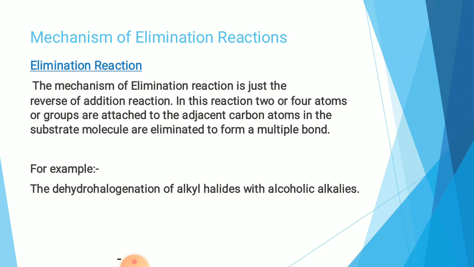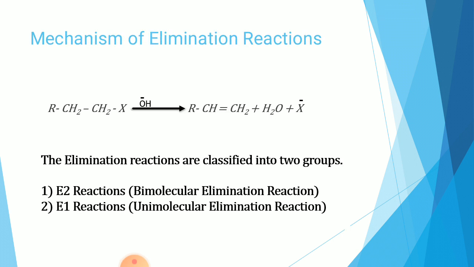We can take here the example of dehydrohalogenation of alkyl halides with alcoholic alkalis. That means, suppose we take one example, an alkyl halide RCH2CH2X. X represents the presence of a halogen atom. So R is an alkyl halide, RCH2CH2X. So in presence of a base, OH minus, here it is a base.